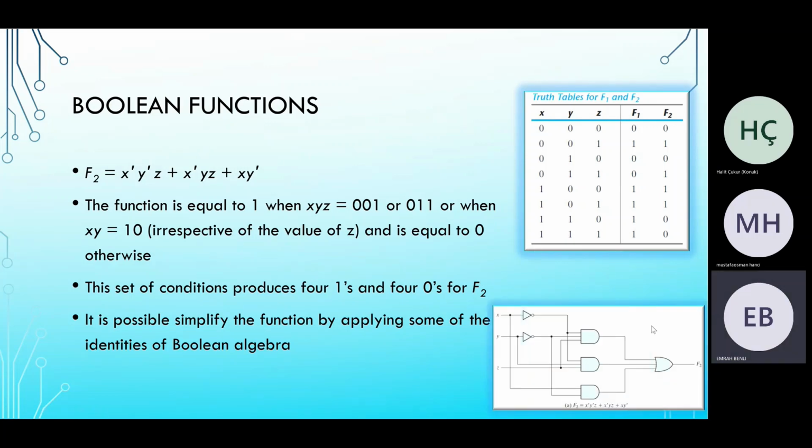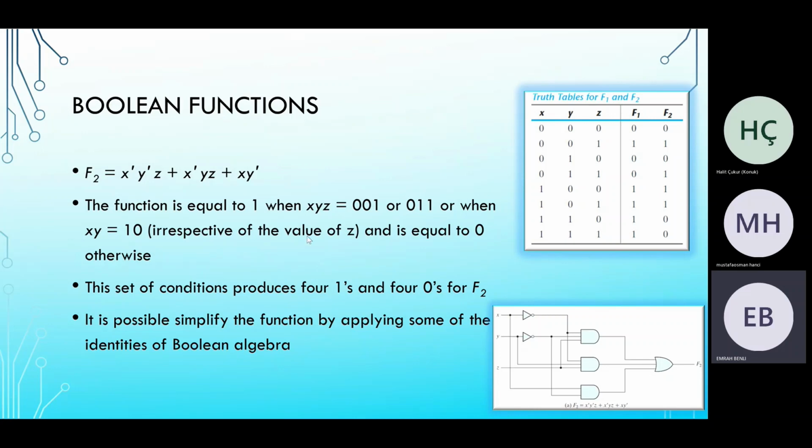And now this is the logic gate design, the logic gate circuit for this expression. So we have AND operations here, 3 of them, and we have OR, we sum them up.